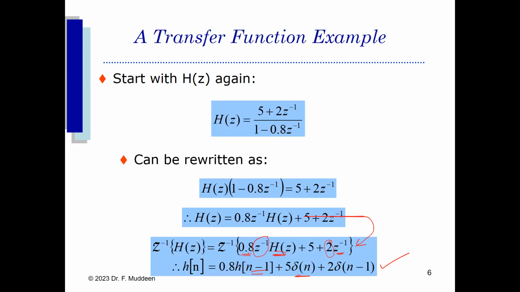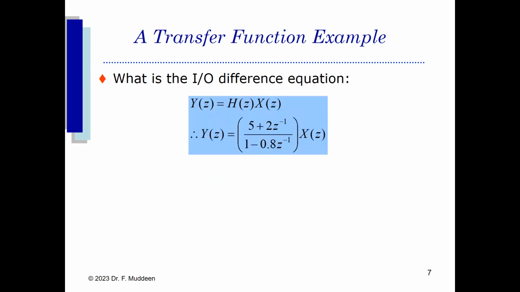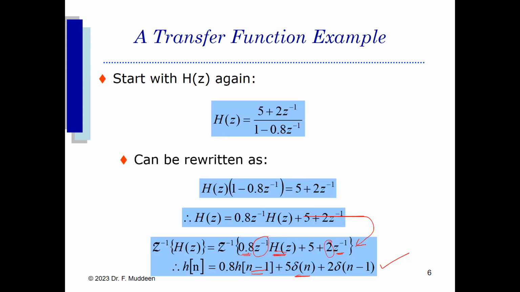Are we beginning to ring a bell now? Yes, sir. So the difference equation that describes this transfer function is h[n] equals 0.8 h[n minus 1] plus 5 times an impulse at n equal to 0, plus 2 times another impulse at n equal to 1. Okay, we will see how that works out in a short while.